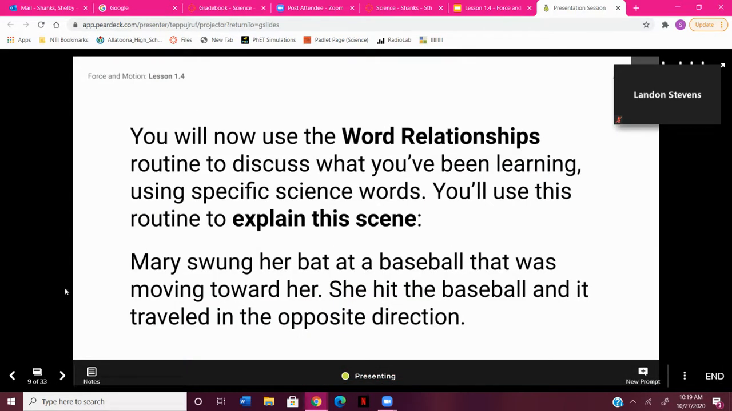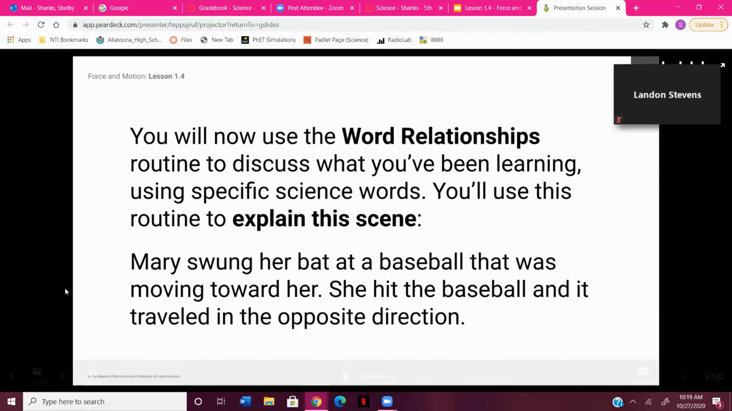All right, so you are going to use what's called word relationships. We have done a word relationship routine, so you should be a little familiar with it. You're going to use this routine to explain this scene. We've got this scene with Mary. Mary swung her bat at a baseball that was moving toward her. She hit the baseball and it traveled in the opposite direction.